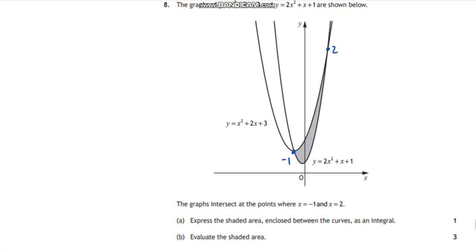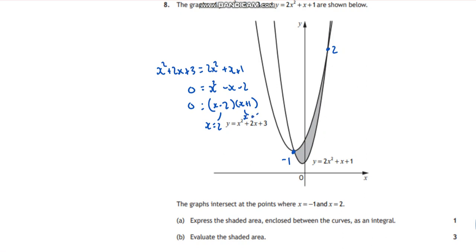Now, if they didn't tell us that, very easy to work out. All you do is put the two curves equal to each other. So you'd say, well, x squared plus 2x plus 3 has to equal 2x squared plus x plus 1, i.e. when do these two curves equal each other? And get them all onto one side. So let's take away an x squared from both sides, take away a 2x from both sides and take away a 3. And then you're just factorising. So what multiplies to -2 and adds to -1 will be -2 and 1. So absolutely x is equal to 2 and x is equal to -1. So if they didn't tell you that, you could work that out quite easily.